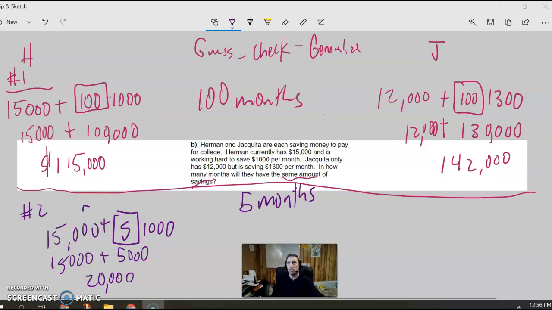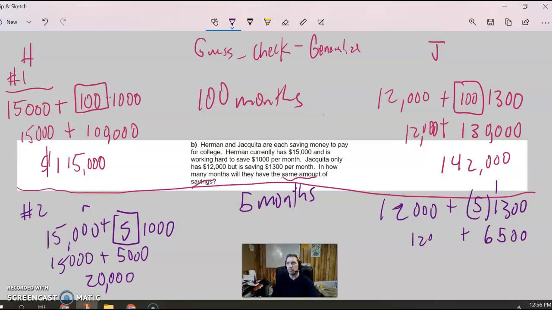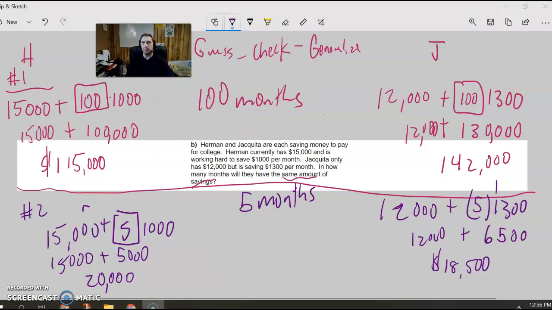If we're doing Jaquita, we'd have 12,000 plus 5 times 1,300. 1,300 times 5 is 0, 0, 5. Carry the 1. 5 times 1 is 5. So we get 6,500 plus 12,000, which is $18,500. Are those the same? No. But hopefully you see the pattern that we just did.